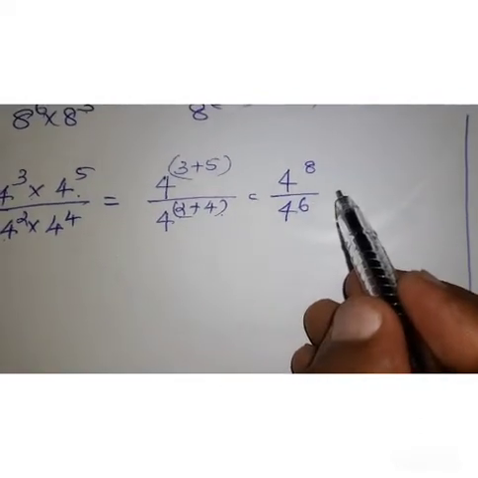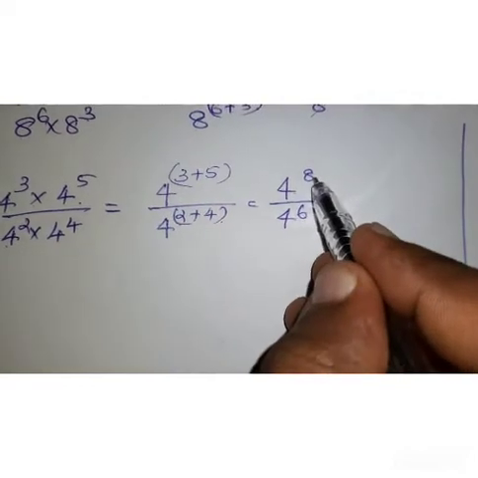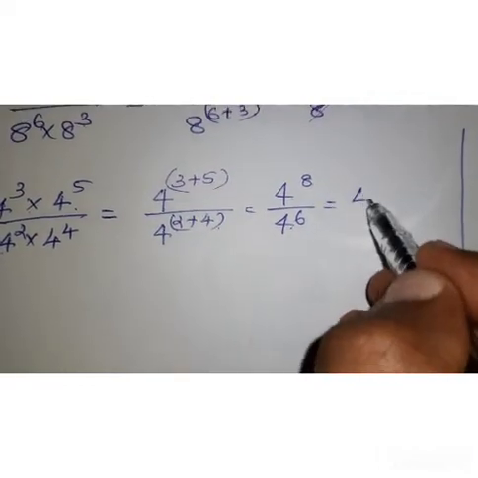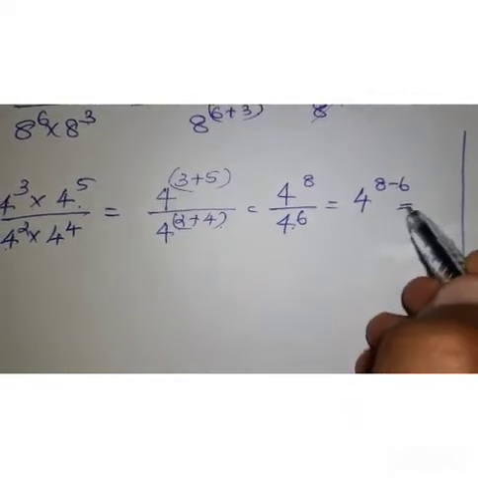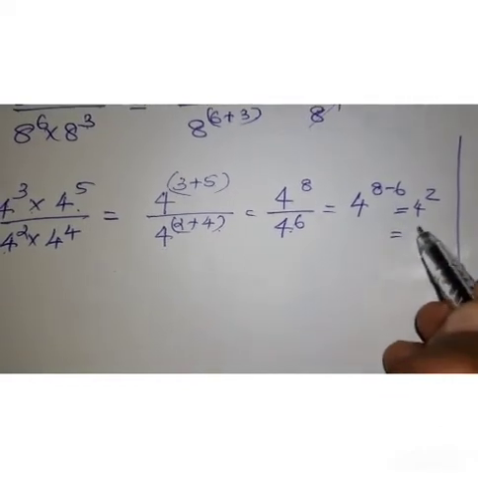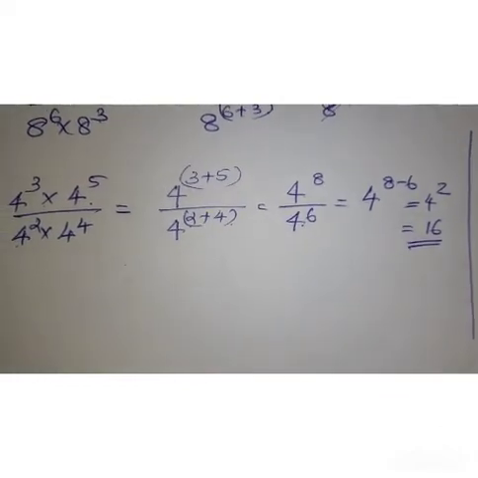Then we have to use the division rule. So 4 raised to 8 divided by 4 raised to 6 is 4 raised to 8 minus 6. We will get 4 raised to 2. What is that? The answer is 16.